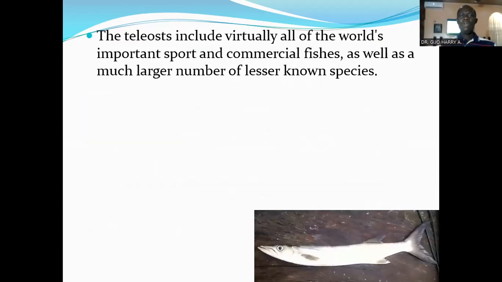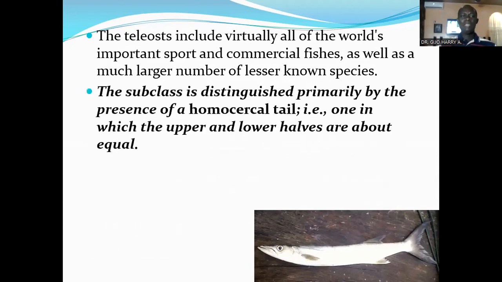Teleostei include virtually all the world's important sport and commercial fishes, as well as a much larger number of lesser known species. The subclass is distinguished primarily by the presence of a homocercal tail. That's a tail in which the upper and lower halves are equal, just as it is in this barracuda. The upper tip and the lower tip are equal. That's said to be homocercal, unlike that of the shark, in which the lower tip of the tail is shorter.